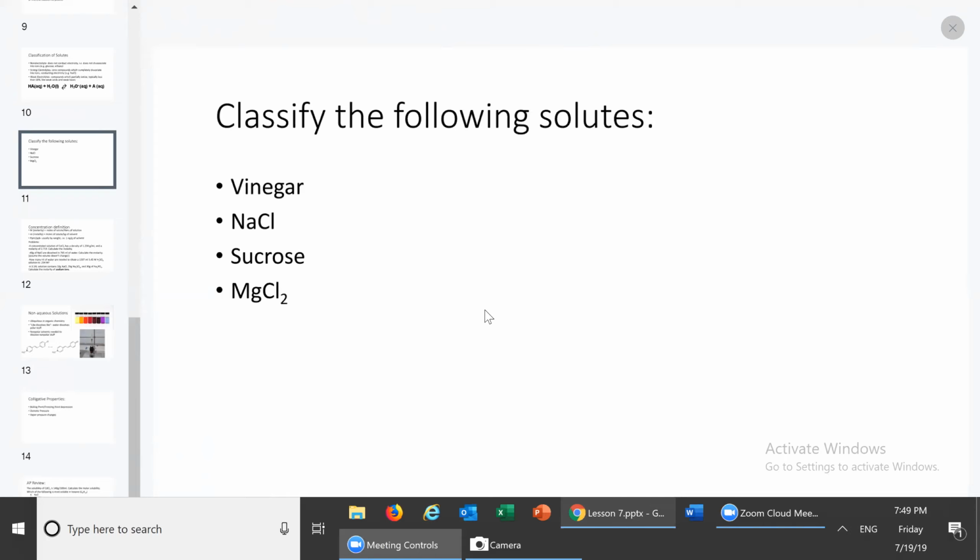Great. So what about magnesium chloride? Magnesium chloride is a compound of magnesium, a metal, and chlorine, a nonmetal. So magnesium chloride is an ionic compound. What do you think magnesium chloride is? Great. So magnesium chloride is a strong electrolyte because it's an ionic compound which will dissociate into ions.